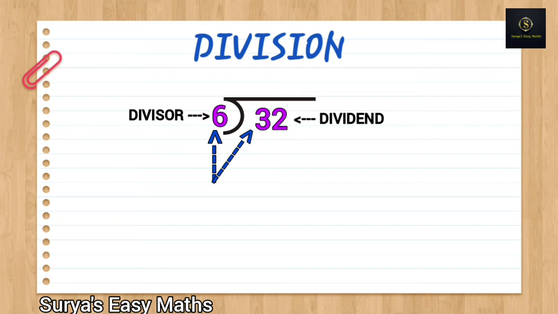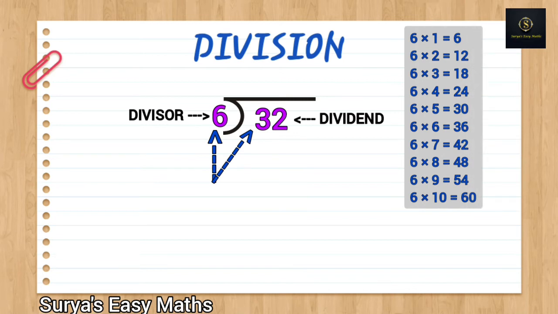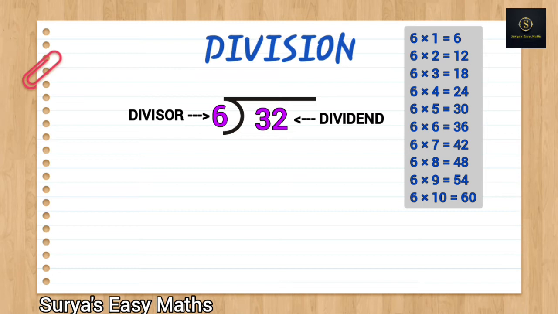So let's check. So divisor digit is 6 and the leftmost digit of dividend is 3. So does 3 come in the table of 6? No. So now we will see both digits together in the table of 6. So now let's recall the table of 6.